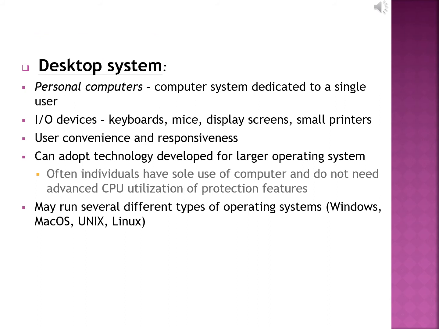Now, the last one is the desktop system. A computer system dedicated to a single user with input devices like keyboard, mice, display screens, small printers is called a desktop system. User convenience and responsiveness is very adaptive in here. It can adapt technology developed for larger operating systems. Often individuals have sole use of the computer and do not need advanced CPU utilization or protection features. It may run several different types of operating systems like Windows, Mac OS, Unix, or Linux.